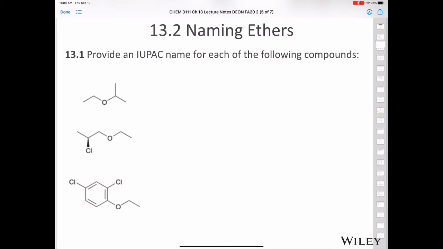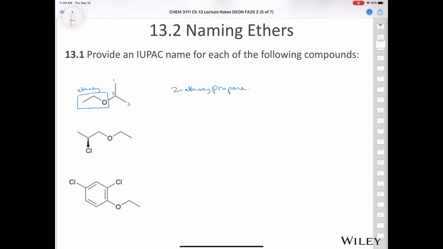Let's try naming some compounds using the IUPAC rules. We'll start with the first one here. We're going to find the longest carbon chain, which has 1, 2, 3 carbons in it like that. So this must be some kind of propane. And then on the second carbon here, we have an ethyl group with an oxygen attached. So this is an ethoxy group, an ethoxy. So this compound must be 2-ethoxypropane like that.